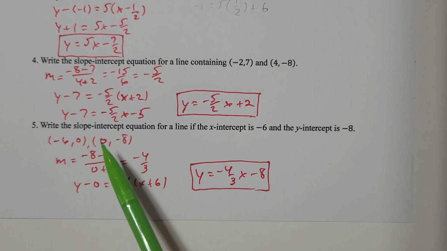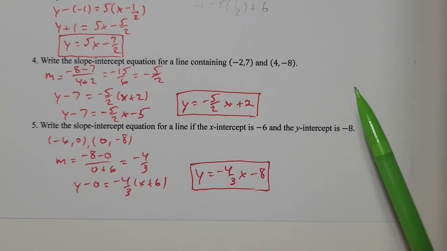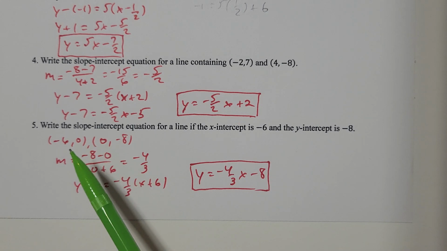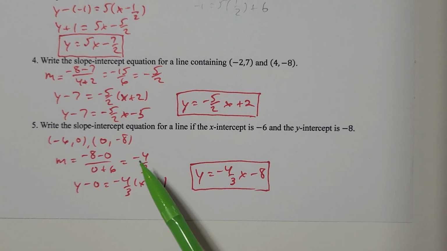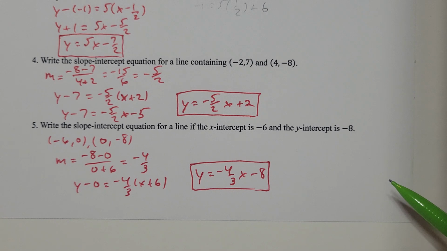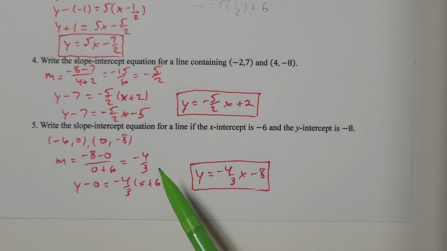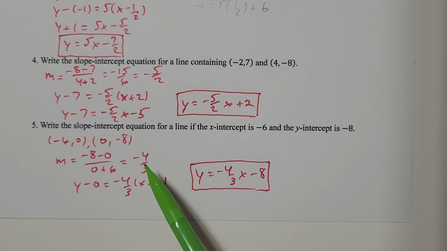So this problem is just like the other one, just like problem 4 that we looked at. I need to know the slope of the line, right? So change in y over change in x, that's going to be -8 minus 0 divided by 0 plus 6. It gives me -8/6, and I simplify that to -4/3. Okay, so then the next thing is I could use the point-slope form, or at this point I can go right to the answer.